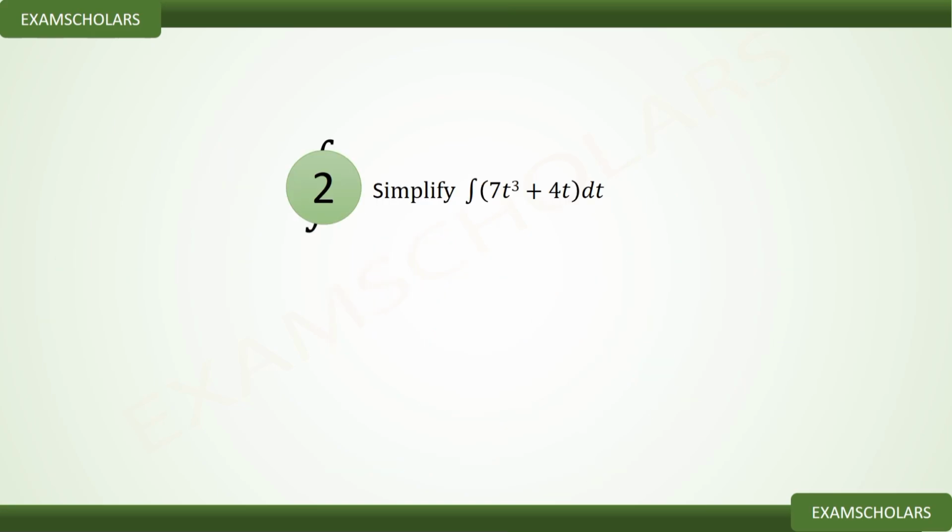So the second question is simplify the integral of 7t cubed plus 4t with respect to t. How do we solve this? It's not all the time that you'll be seeing x and y. So here we have t. So we want to integrate with respect to t. So let's have a solution here.